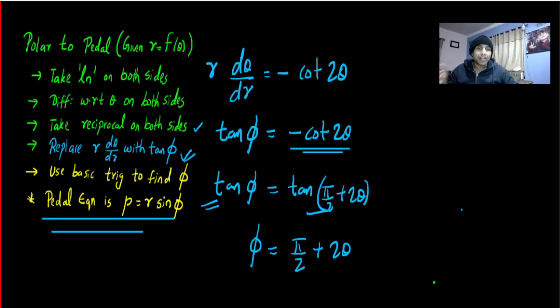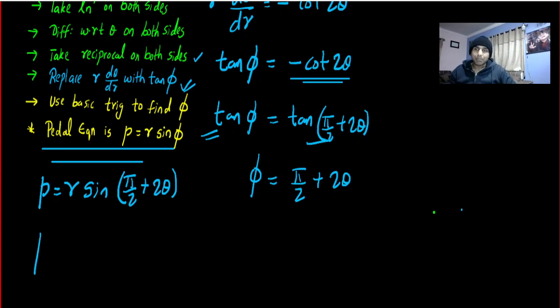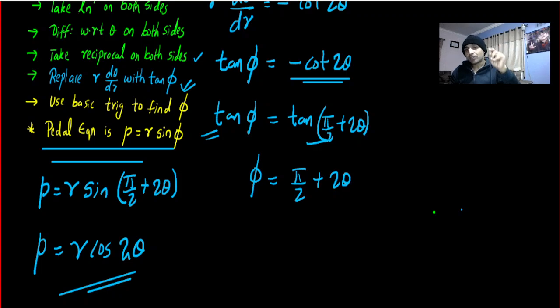So right, the pedal equation is P equal to R sine of 90 degrees plus 2 theta. Again, come on, tell me. P is equal to, what is sine of 90 plus something? That will be cos 2 theta. Now don't get too happy. If you're happy at this step, you're going to lose marks.